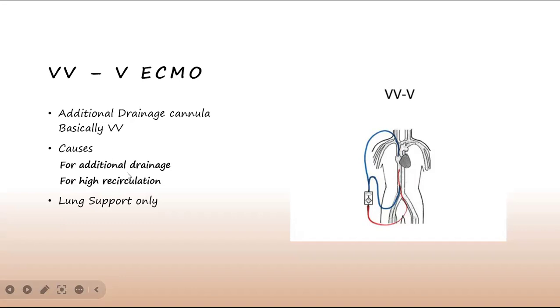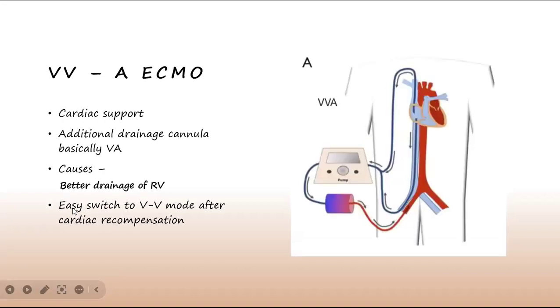What's the reason for establishing this kind of ECMO? Whenever you find refractory recirculation, you need to get more flow. In those situations, adding an extra drainage cannula is going to decrease your refractory recirculation and also provide additional drainage. If the cardiac output is pretty high and you are unable to match the cardiac output with a traditional VV ECMO, in those situations it's going to help you. And remember, it's a simple VV ECMO. It's a lung support ECMO. That's it.